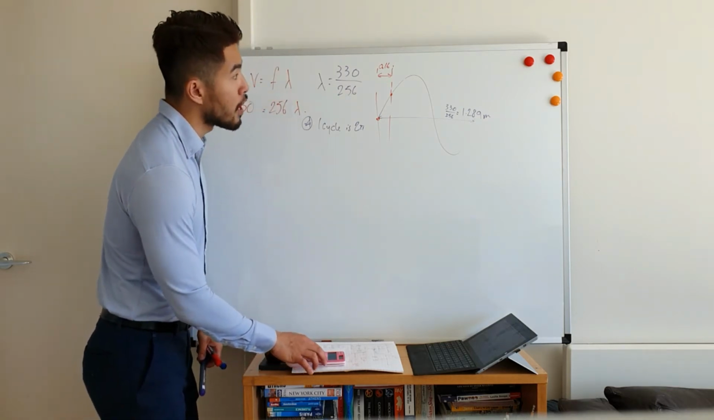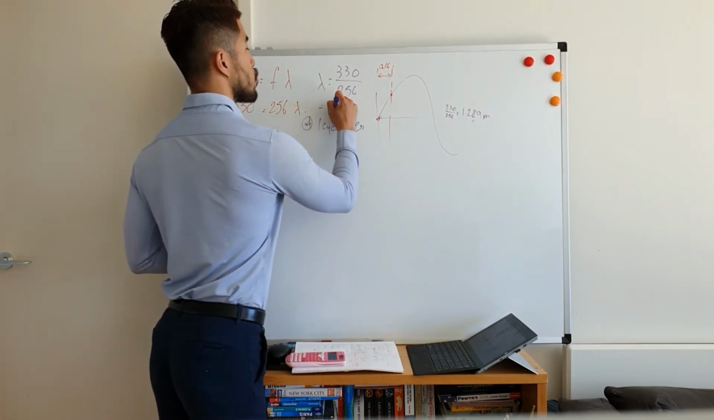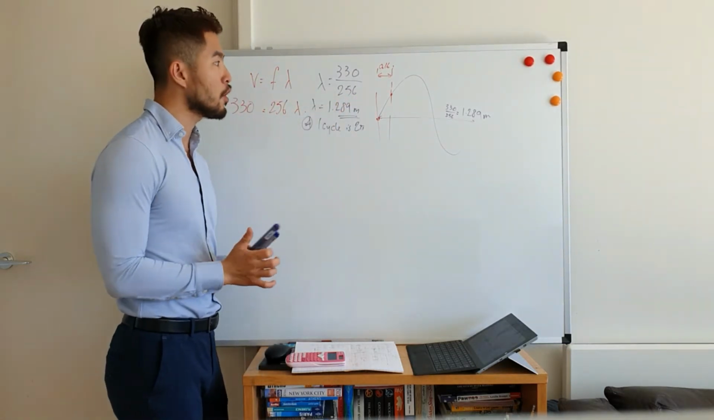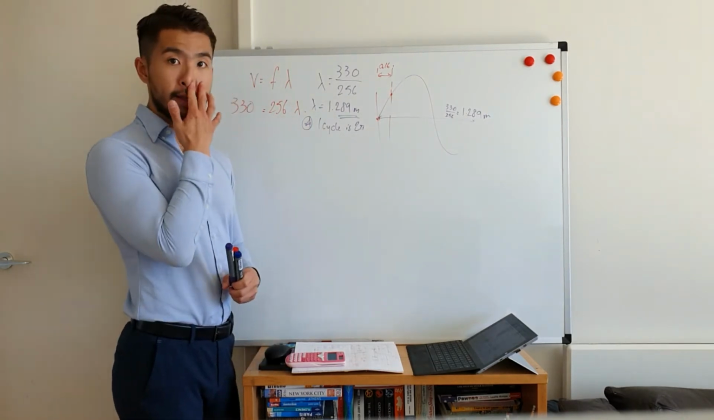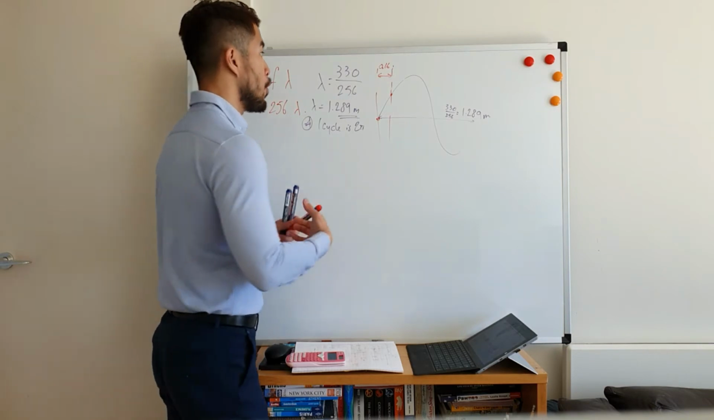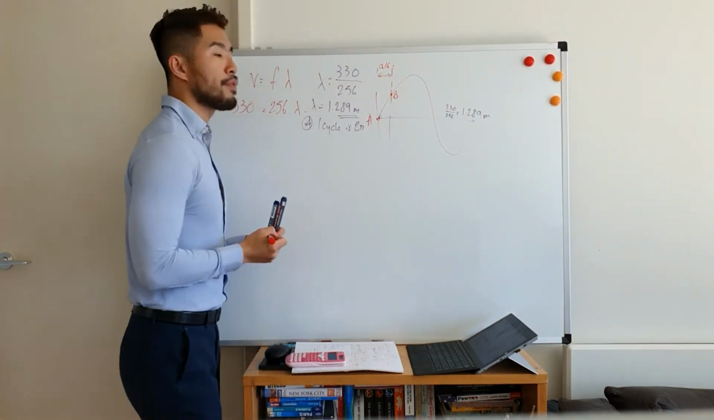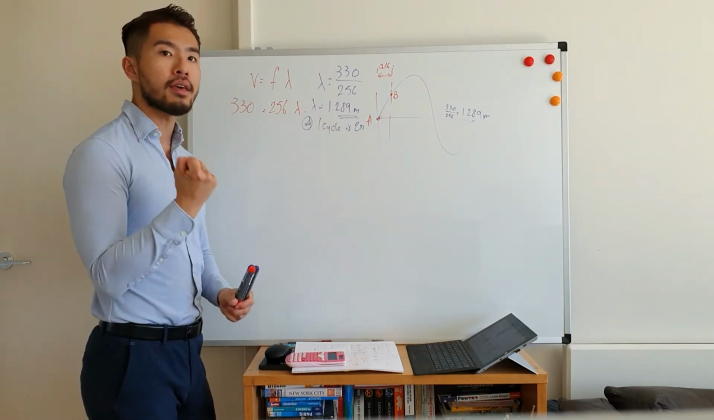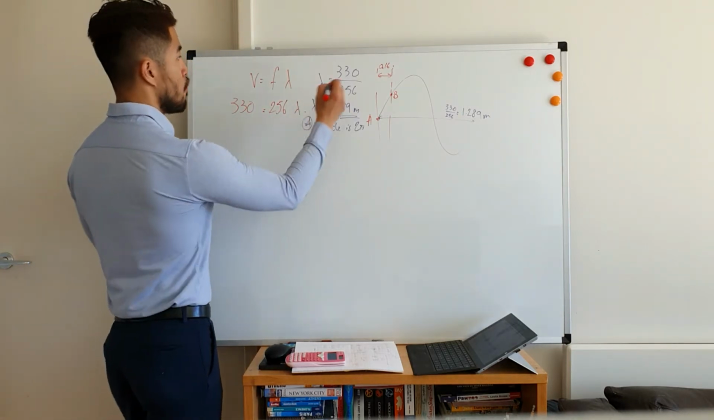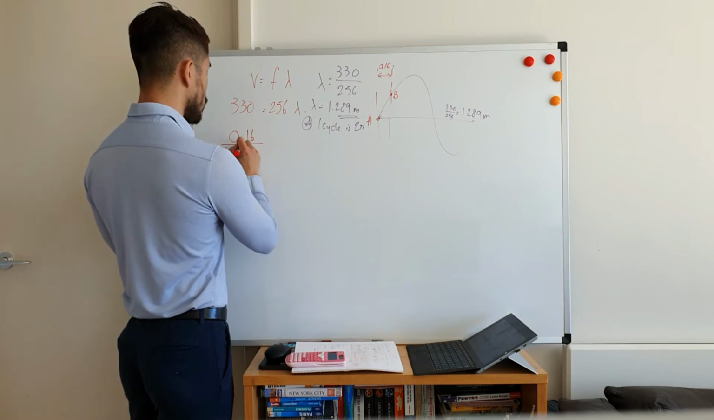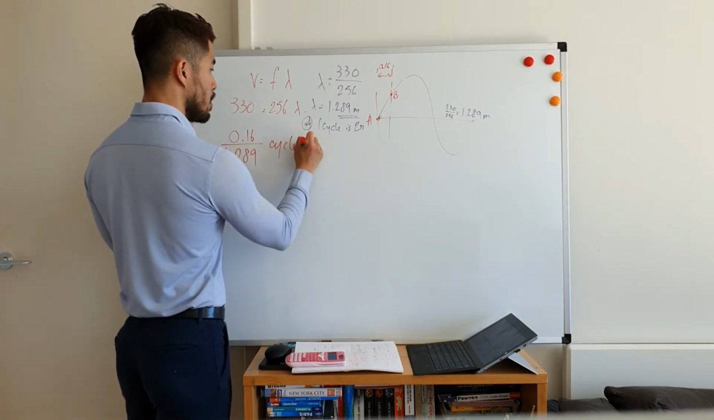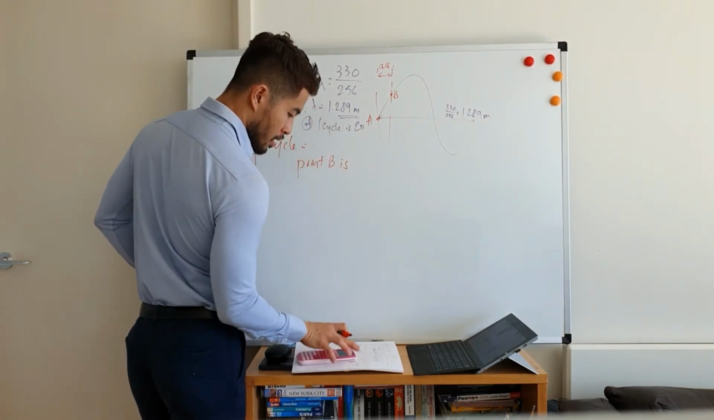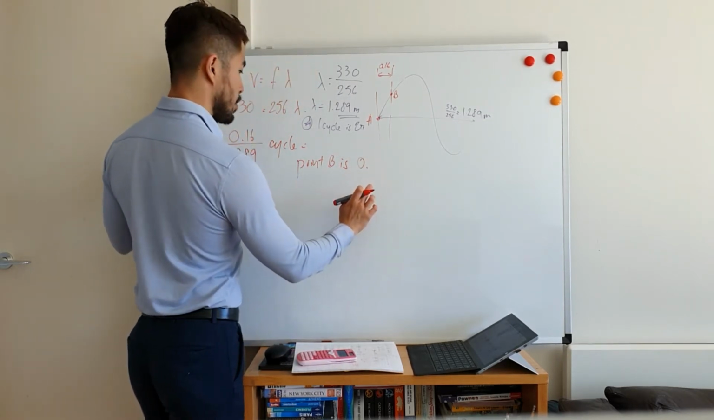So 330 divided by 256 is 1.289 meters. That's the wavelength of the wave. They are saying that point A and point B are 0.16 meters apart. So how far apart in terms of cycle is it in the wave? Really easy. It will be 0.16 divided by 1.289 cycles. So point B is... put that into the calculator.